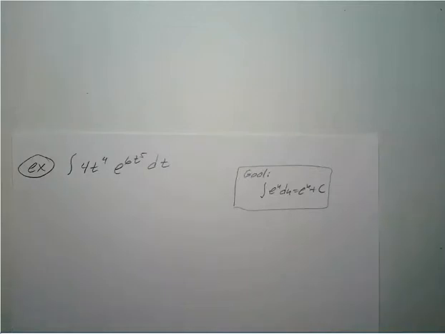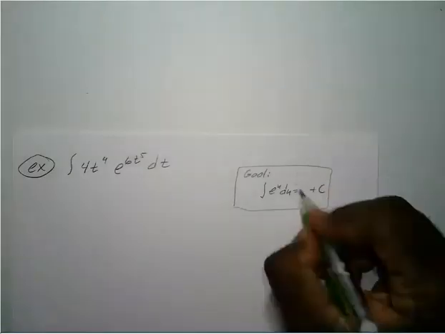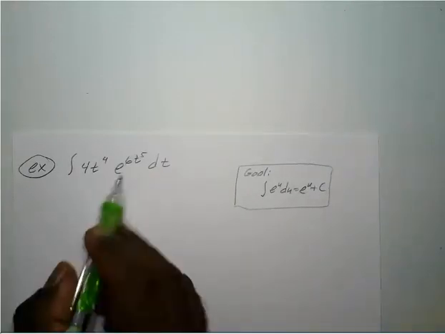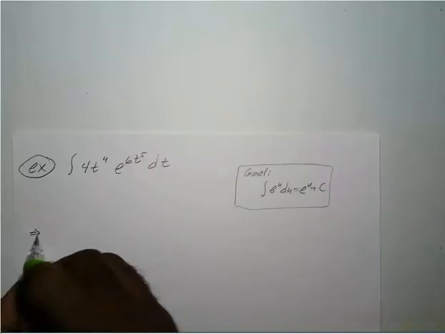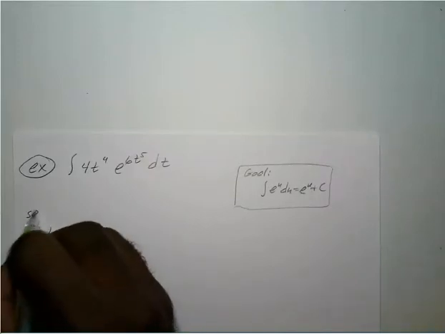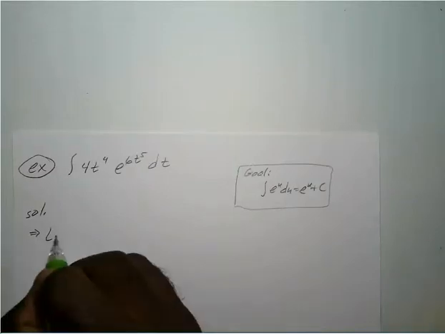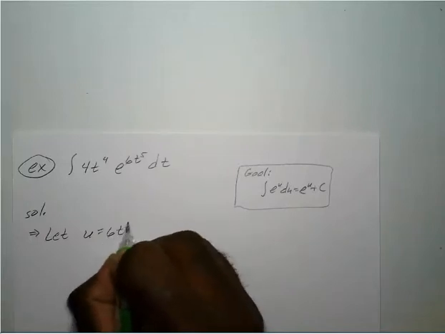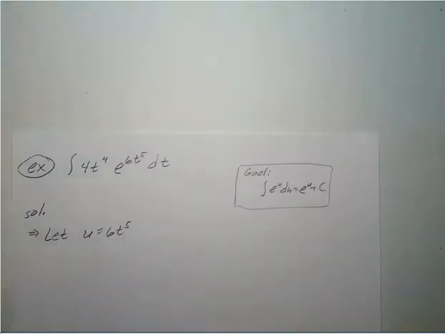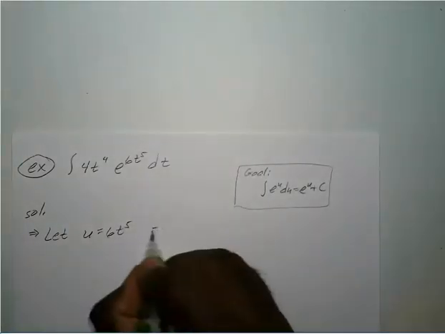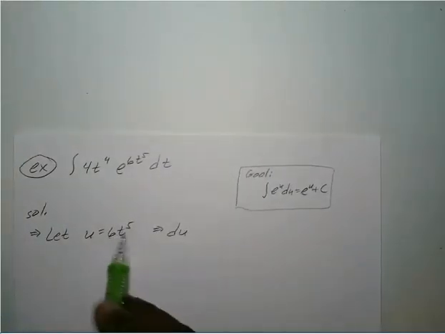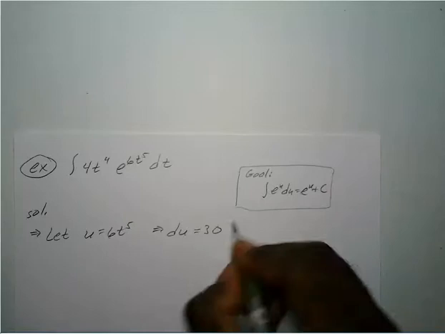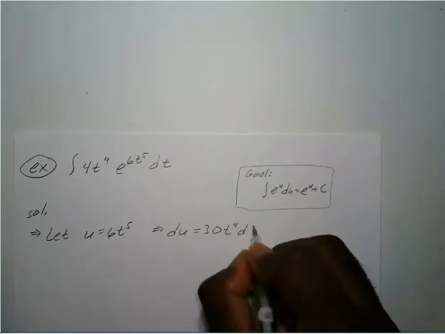Let me clean up that e a little bit. e to the u, there we go. All right, so in this case, we're going to let u equal 6t to the 5th. That means our derivative of u with respect to t, we're going to bring down that 5, so our 6 times 5 is 30. So we have 30, and subtract 1, t to the 4th with respect to t.